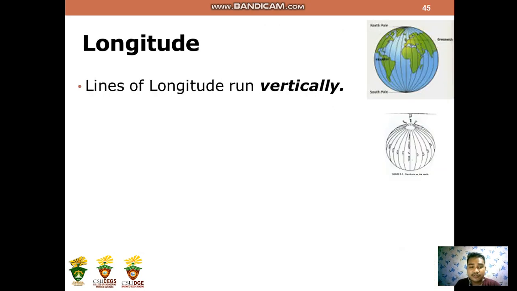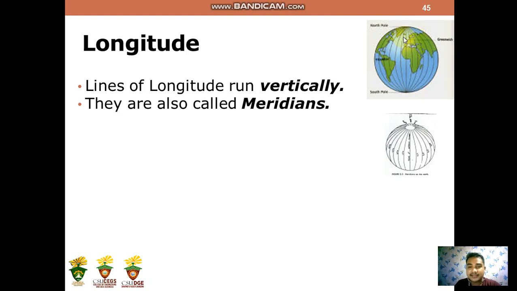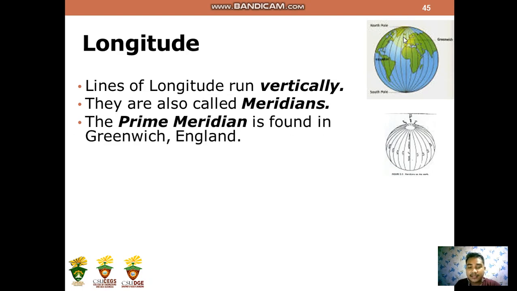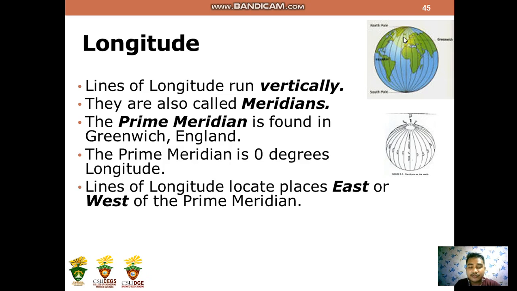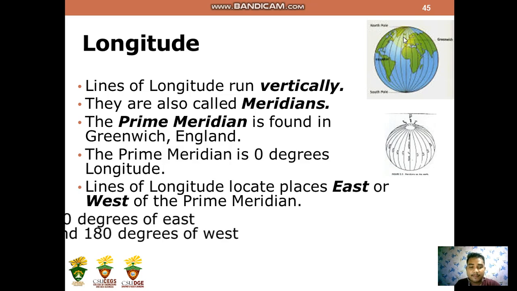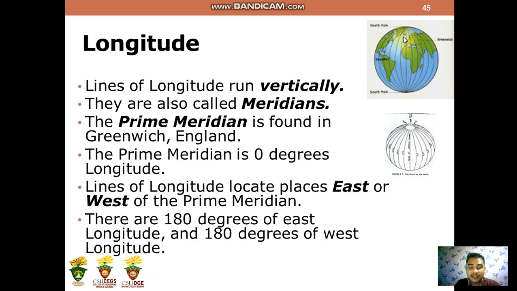And when we say longitude, the lines run vertically, from north down to south. They are also called meridians. The prime meridian is found in Greenwich, England. The prime meridian is 0 degrees longitude. The lines of longitude locate places east or west of the prime meridian. There are 180 degrees of east longitude and 180 degrees of west longitude.